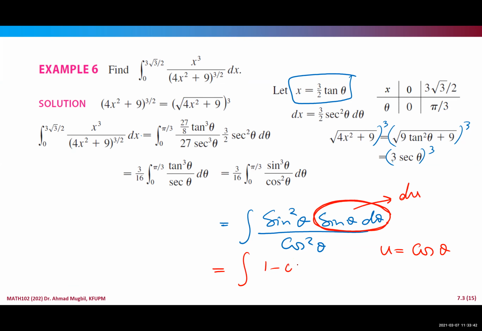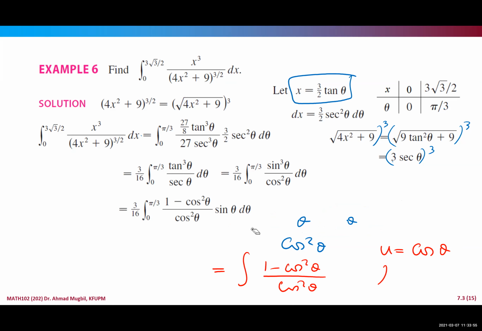So this will be the integral of sine squared, which is 1 minus cosine squared theta over cosine squared theta, d cosine theta. This is the derivative of cosine theta. So this is the integral that we will do. We will write sine cubed as sine squared times sine. Now this is du, and this will be u.